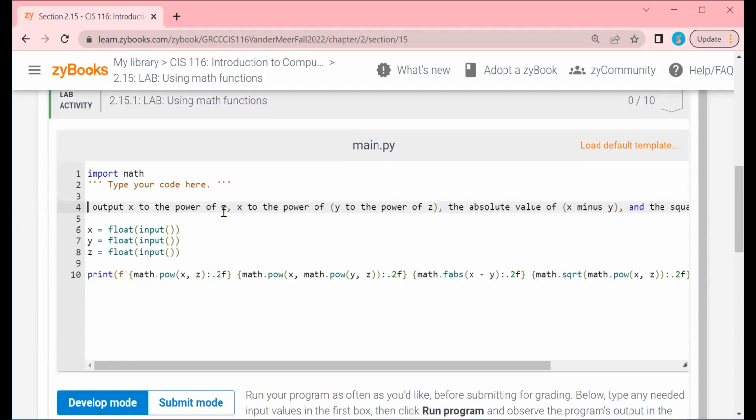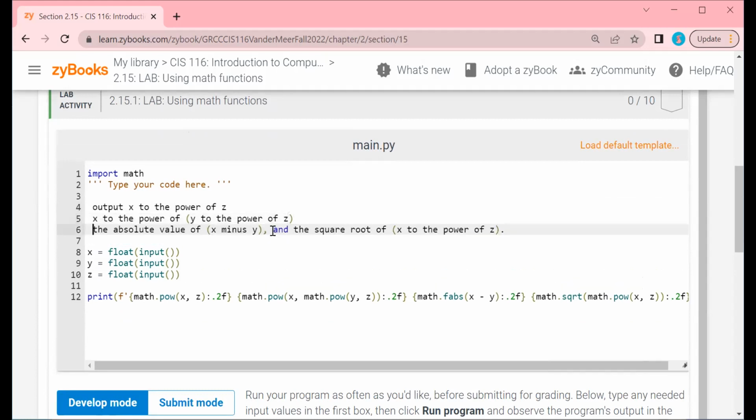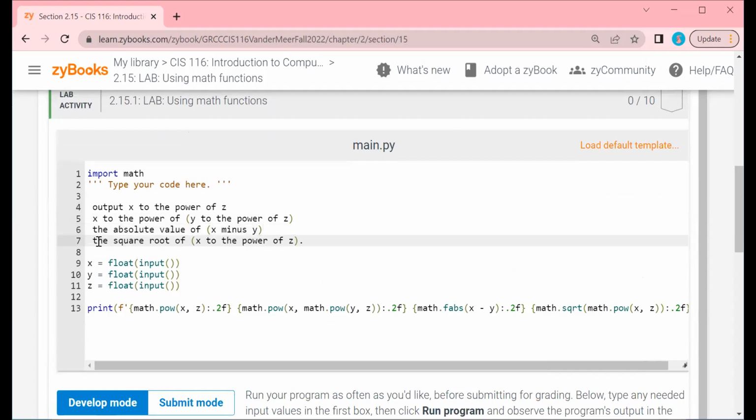Then I have 4 things I'm going to calculate. I'm going to output x to the power of z. I'm going to calculate x to the power of y to the power of z. I'm breaking this down because that's one long sentence. And I'm going to calculate the absolute value of x minus y. And then my 4th thing is the square root of x to the power of z. So those are the 4 things I'm trying to figure out.